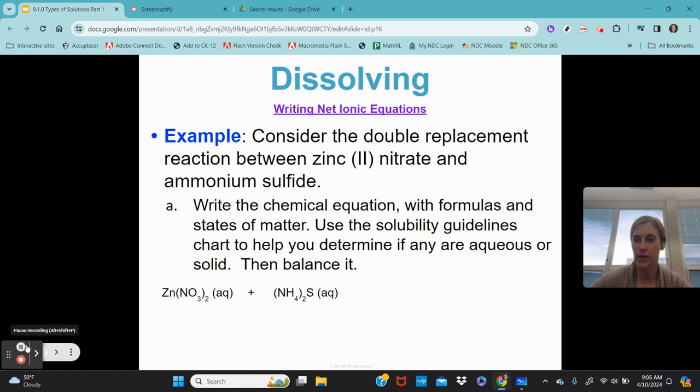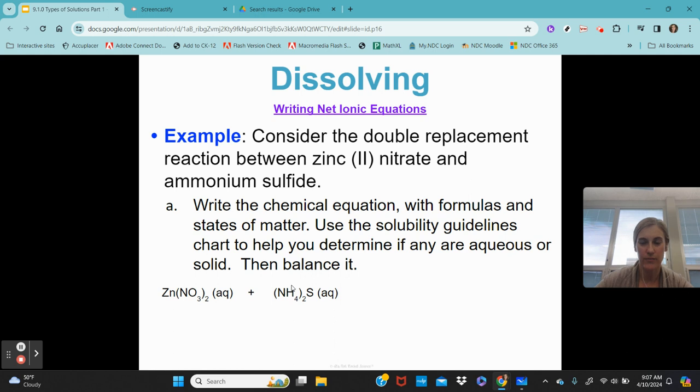All right, before I show you the two products, just remember to do your outers together: zinc sulfide and ammonium nitrate will come together. So we're going to rewrite that. However, we're going to have to figure out, is it solid or aqueous?